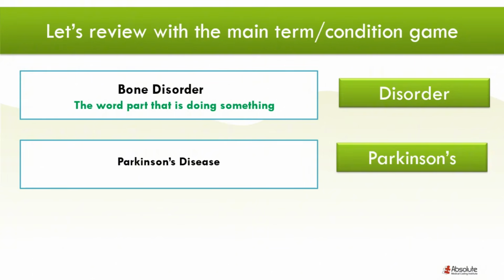Next. I don't know what's wrong with my clicks. I really wanted you to know that Parkinson's disease, Parkinson's is your main term. Why is Parkinson's your main term? If you said it's an eponym, outstanding. It's an eponym. And you might say, Mrs. J, how am I to know that Parkinson's is an eponym? Well, often that apostrophe S is your giveaway.